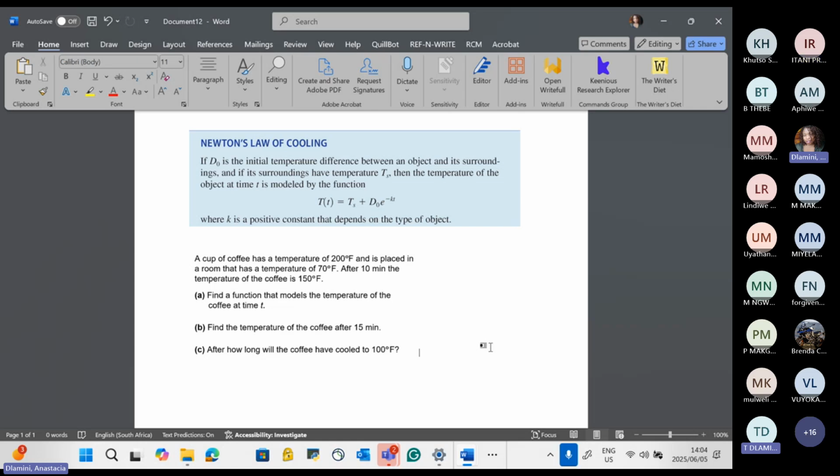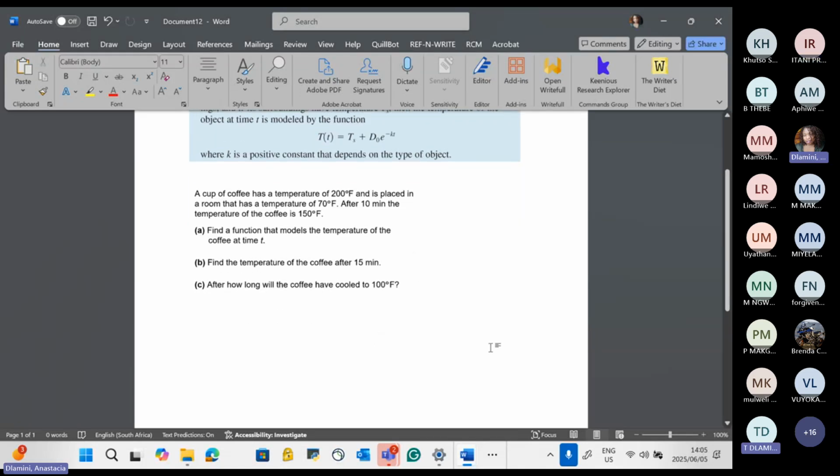A cup of coffee has a temperature of 200 degrees Fahrenheit. It's placed in a room that has a temperature of 70 degrees Fahrenheit. After 10 minutes, the temperature of the coffee is 150 degrees Fahrenheit. Is it Fahrenheit or Celsius? Let's go with Fahrenheit. Find a function that models the temperature of the coffee at time t. Let's do that, guys.